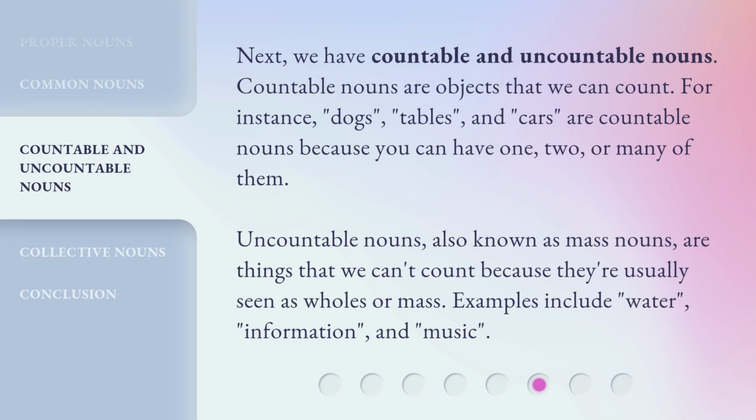Next, we have countable and uncountable nouns. Countable nouns are objects that we can count. For instance, dogs, tables, and cars are countable nouns because you can have 1, 2, or many of them. Uncountable nouns, also known as mass nouns, are things that we can't count because they're usually seen as wholes or mass. Examples include water, information, and music.